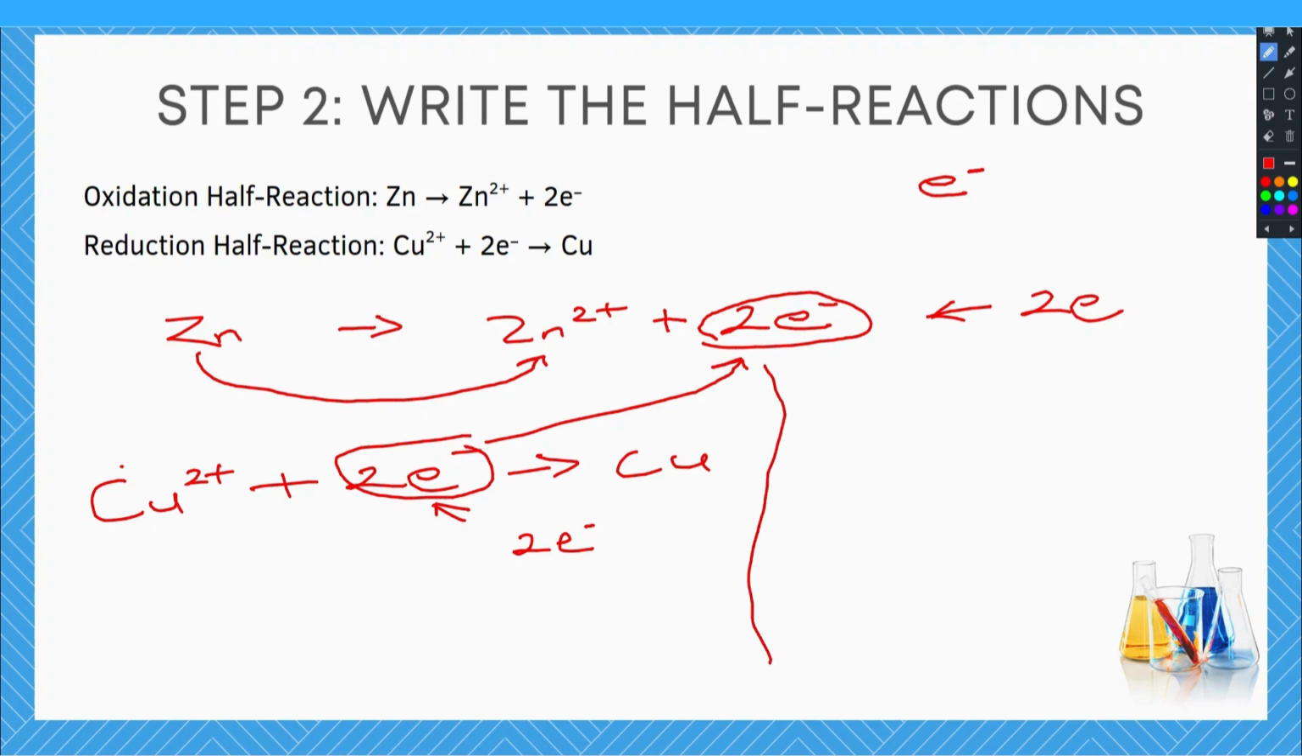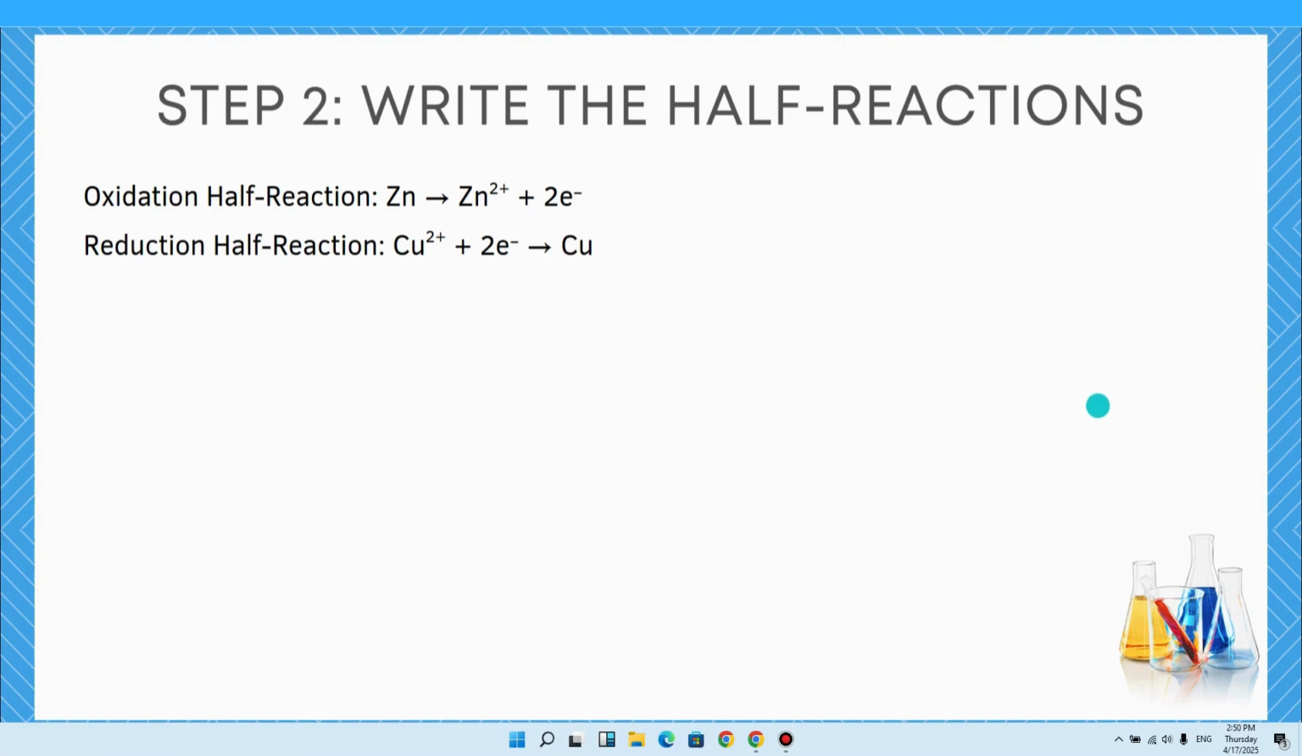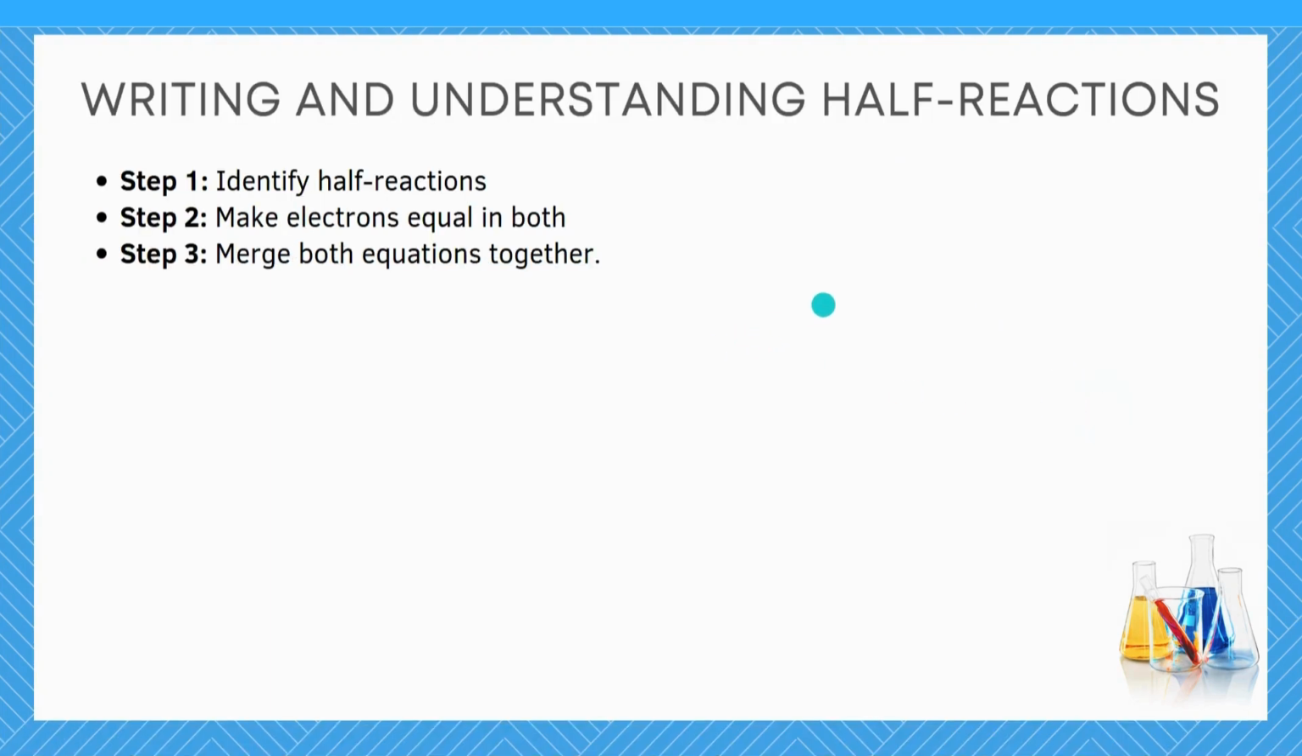So let's do that real quickly. We have Zn plus Cu2+, that gives us Zn2+ plus Cu. So this is our final equation over here. So that's how we do that. That's how we break a redox reaction into two. So now let's move into something else.